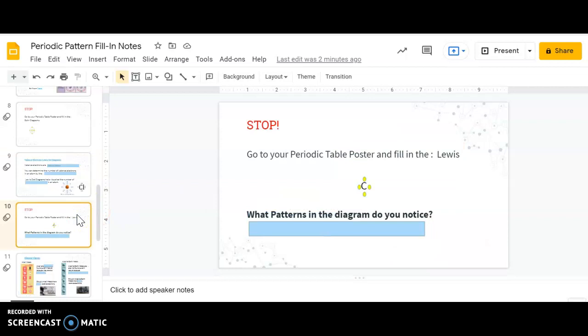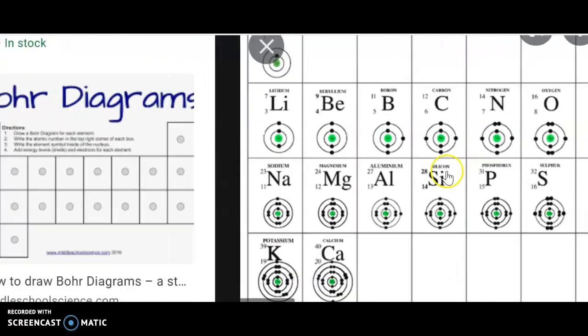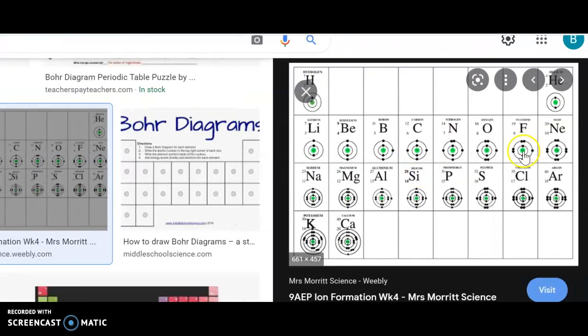What patterns in the diagram do you notice? So once you fill out your periodic table, and in class we looked at one of these, what do you notice in this diagram? You can pause the clip while you fill it out. What do you notice? These are in the same group. These are in the same periods. You can reference back to slides 2 and 3 that we just did to help you answer that in complete sentences.